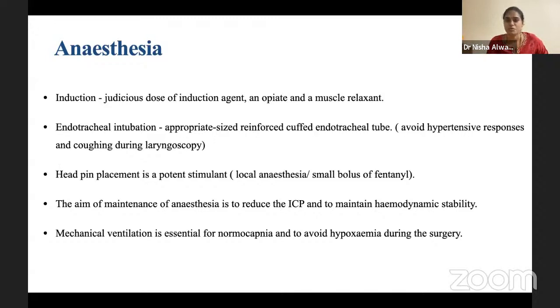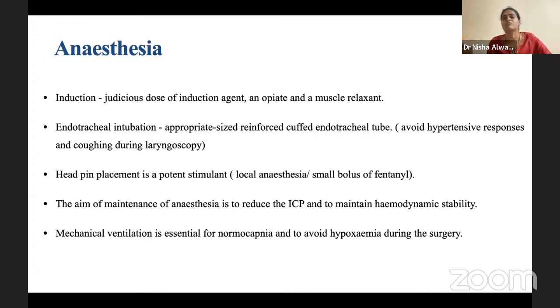And during the intubation, as I said, we need to avoid the hypertensive responses. There are certain nociceptive steps where definitely the increased pain and the increased stimulation has to be avoided. The other step is where they use a head pin placement. So we have a 3-pin fixator where the head is stabilized, called a Mayfield pin. During pinning, definitely there is an increased response from the patient in the form of tachycardia and hypertension, and again an ICP surge which has to be avoided. So this is very important during the time of induction and the pinning.